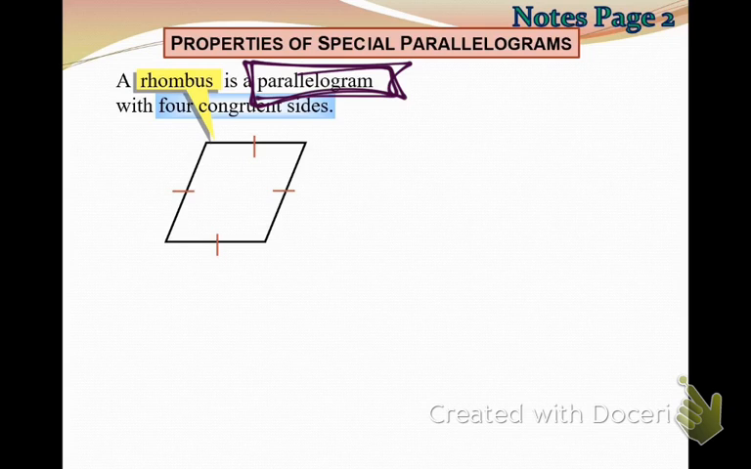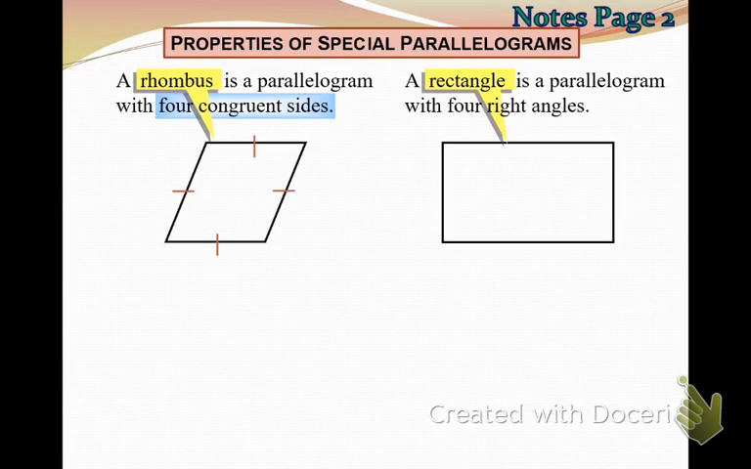The next one, what do we think the one to the left looks like? Or is that to the right? It's your right, sorry. It looks like a rectangle. A rectangle is a parallelogram with 4 right angles. So again, a rectangle has the same properties as a parallelogram. It has a couple extra.